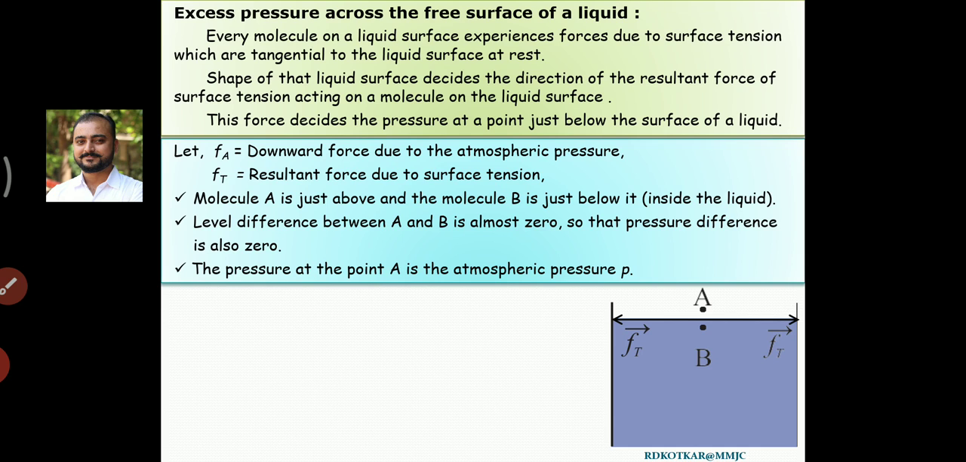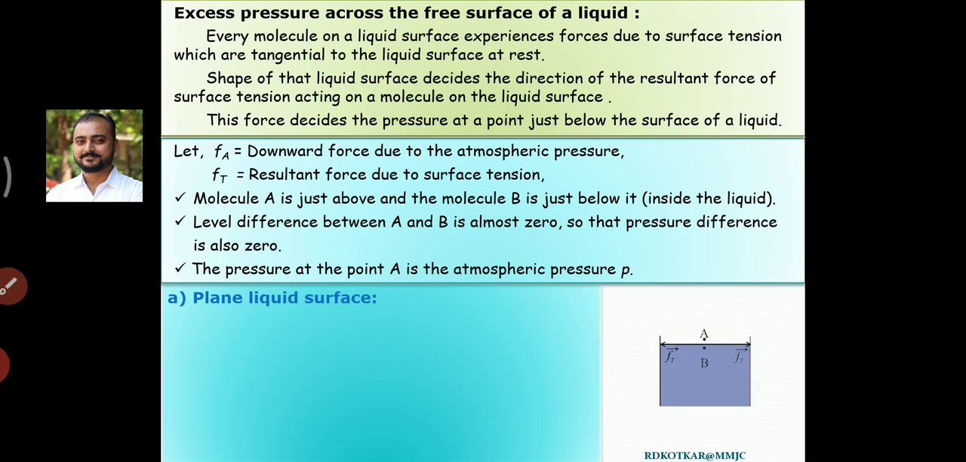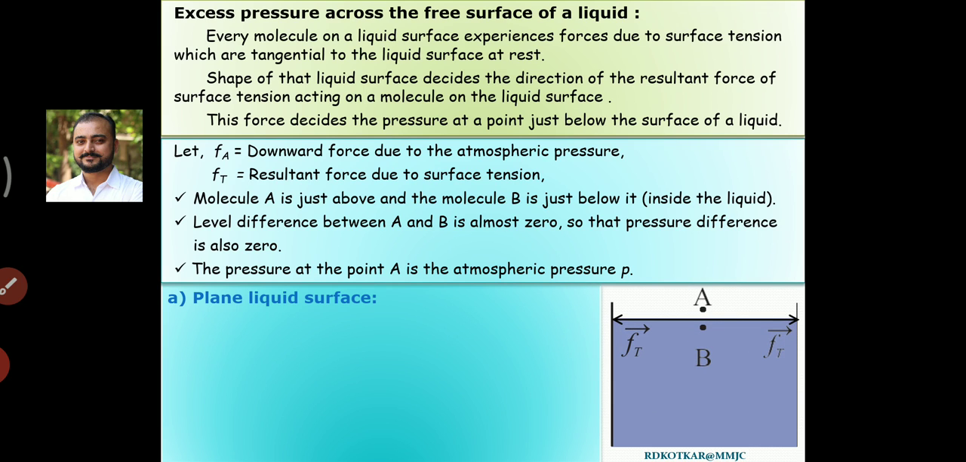What is the pressure present at point A? It is nothing but the pressure due to the atmosphere. These are the things related conceptually to this diagram. Now, what is a plane liquid surface? How much pressure is exerted on the plane liquid surface, that is what we have to study here.